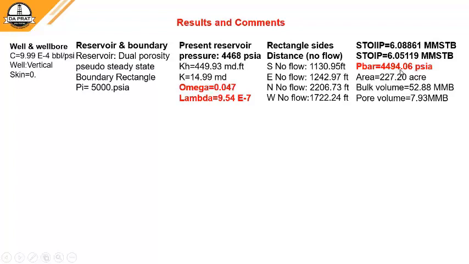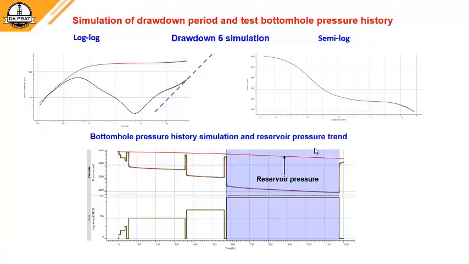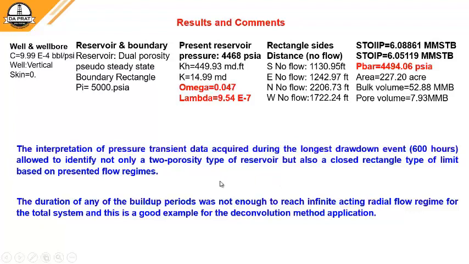So interpretation of pressure transient data acquired during the longest drawdown events allows us to identify not only a two-porosity type of reservoir, but also a closed rectangle type of limit, based on the presented flow regimes. Okay. In the case of build-ups, the periods were not long enough to reach the infinite acting radial flow regime for the total system. And here we're introducing that this could be a good example for the deconvolution method, which we're going to do next.